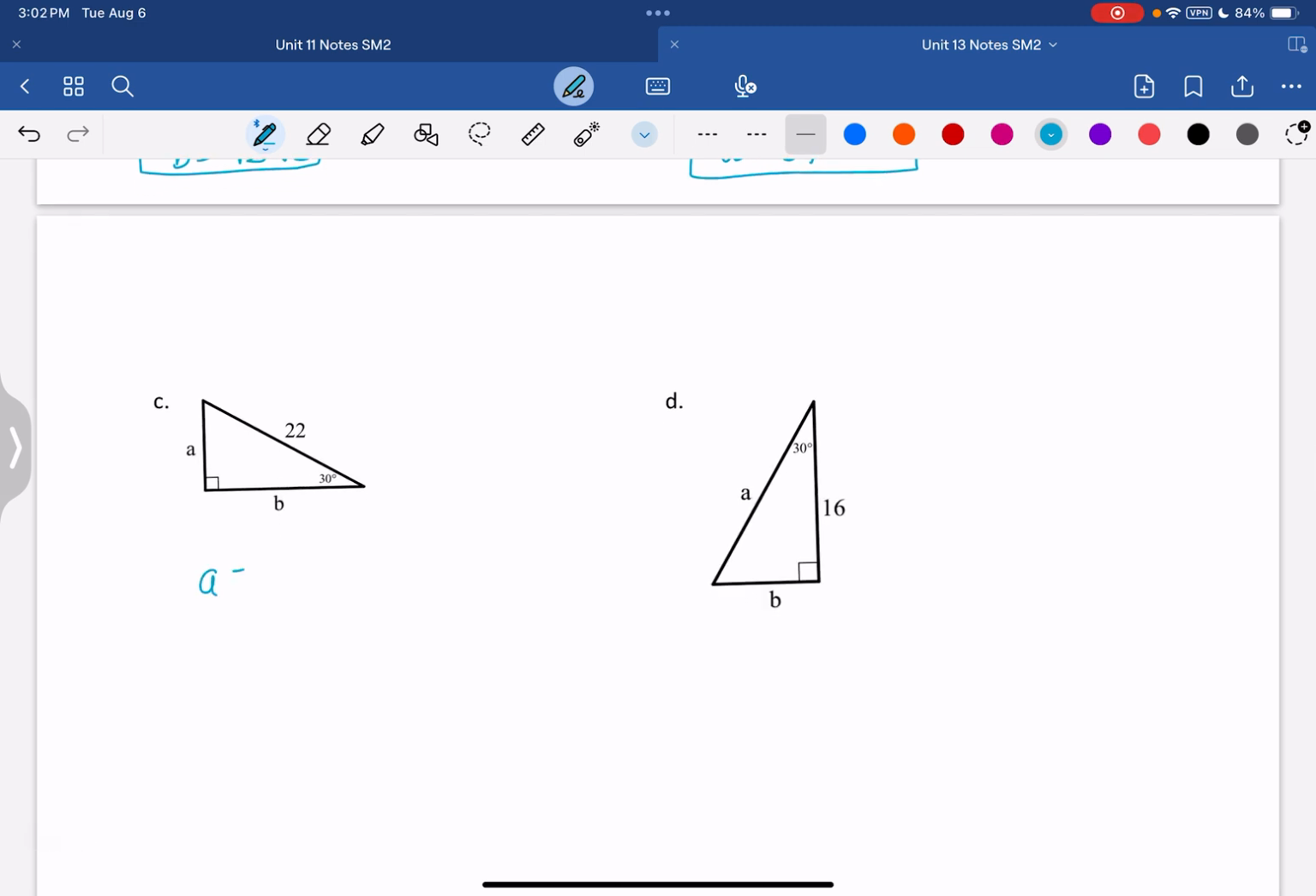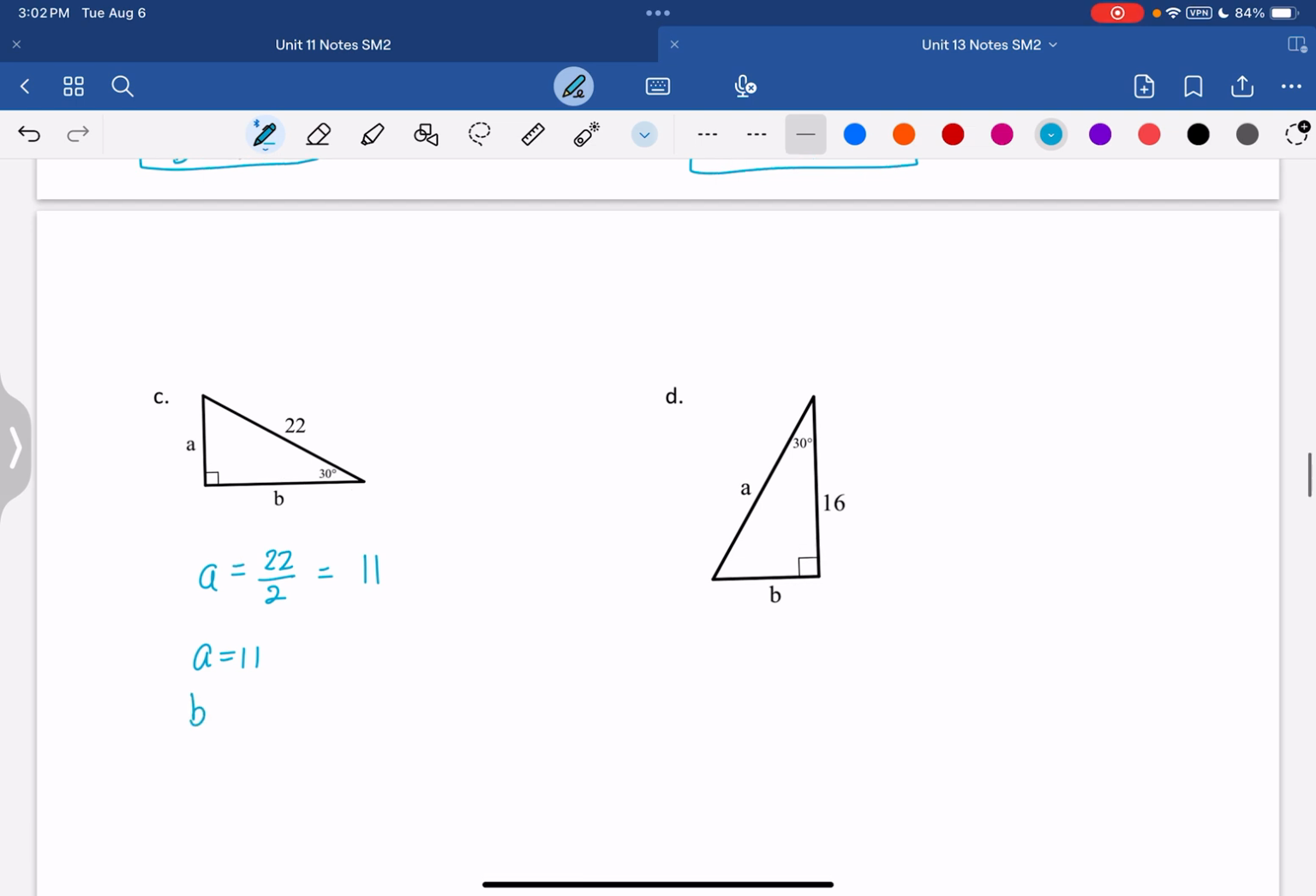Okay. Then the next one, this is not a hard one. So A is equal to 22 divided by 2, which is 11. So A equals 11. And then B is the short side, which is the 11, times the square root of 3.